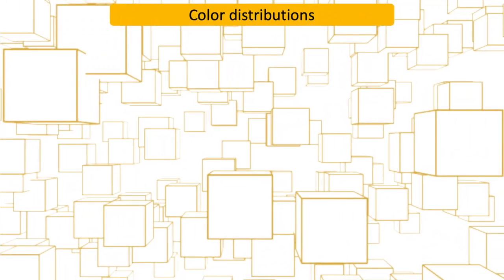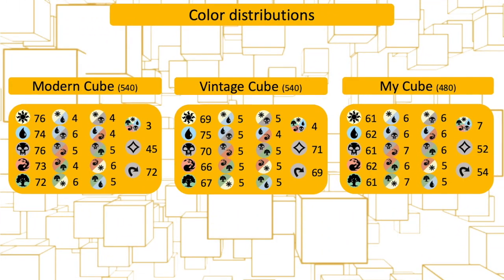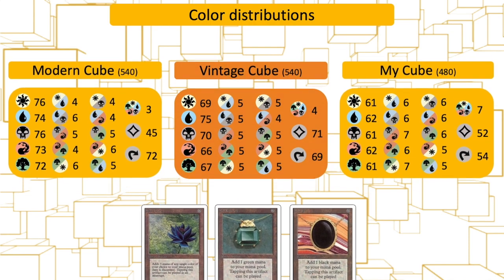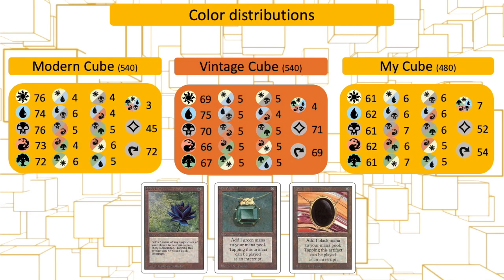Now let's have a quick look at color distributions. Though you can definitely make, for example, an all-green cube or a Grixis cube, most cubes have a somewhat even distribution of 5 colors and the 10 color pairs. Here are those distributions for the latest version of the Magic Online Modern and Vintage cubes and the current distribution of my own cube. What immediately sets the Vintage cube apart is the much higher number of colorless cards.